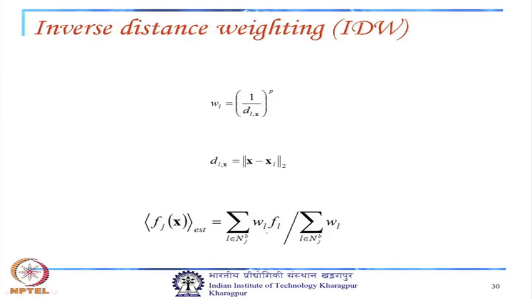L is in the neighborhood points of J. So, if we are estimating the value for J and NB is the neighborhood set, then L is in the neighborhood set of J. This is the weight, this is the actual value, and this is again the summation of the total weight.